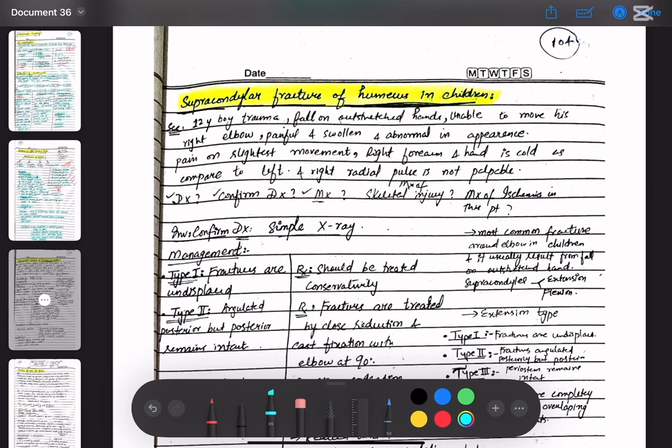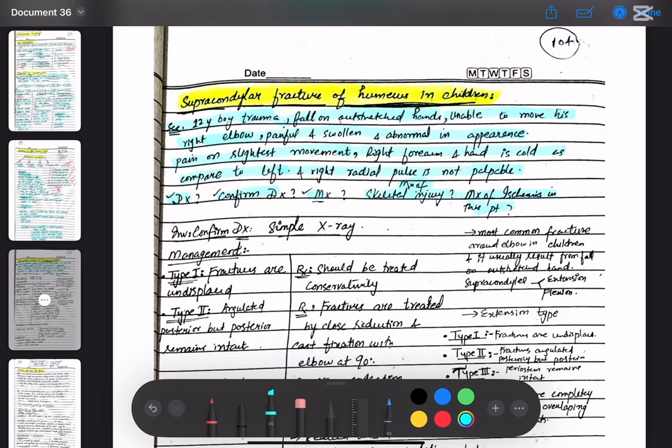So we are having a scenario that there is a 12-year-old boy with trauma, fall on outstretched hands, unable to move his right elbow, painful and swelling, abnormal in appearance, pain on slightest movement, and right forearm and hand is cold as compared to left. And right radial pulse is not palpable. So what is the diagnosis? Confirm the diagnosis, the management of the skeletal injury, and the management of ischemia in this patient.